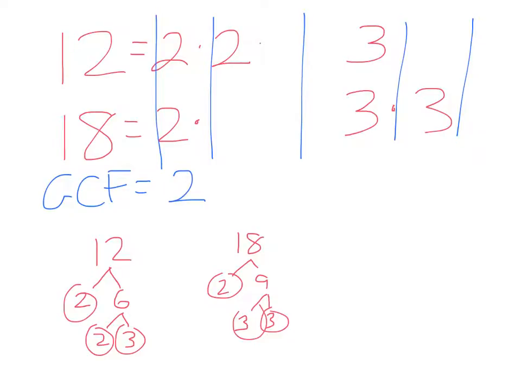But is the second column full? No, the second column's not full. How about the third column? That is full because it's full of 3's, and the last column isn't. So all I'm going to do is multiply those together, and when I multiply 2 and 3, I find out that, again, my greatest common factor is, in fact, 6.